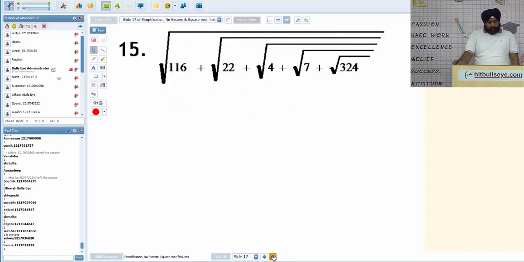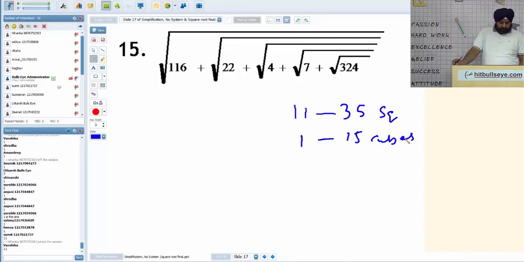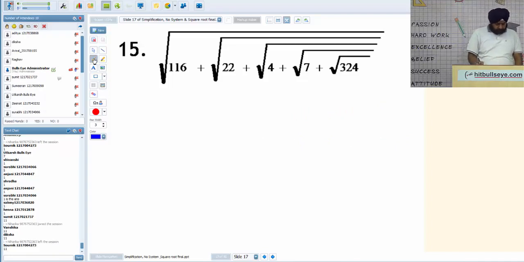One thing you should understand is that you should remember the squares from 11 to 35 and cubes from 1 to 15 at least. They will be very helpful in your exam. So what is the answer? Smita has got the answer 11. Vanshika 11. So good. It's 11.